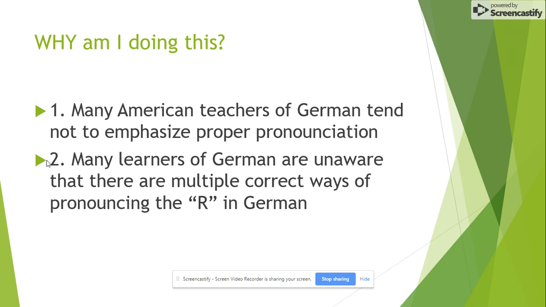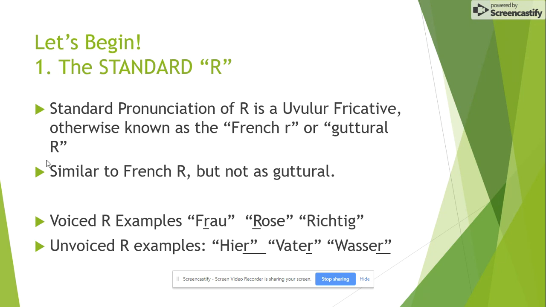It's just wrong. So the three types are the Uvular Fricative R, which is the French guttural R. There's the rolled R, and then the tapped R. So let's begin with the standard R. And this is what you would learn if you took a class in German.